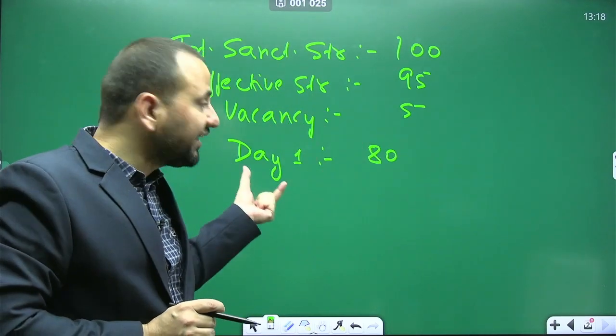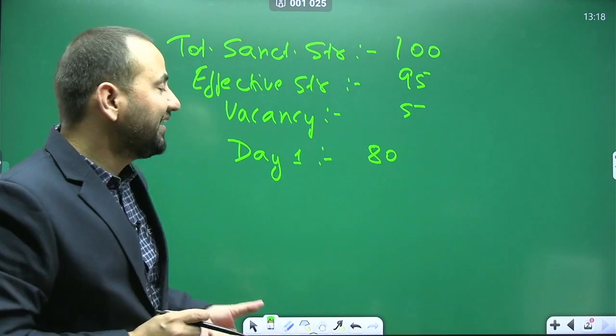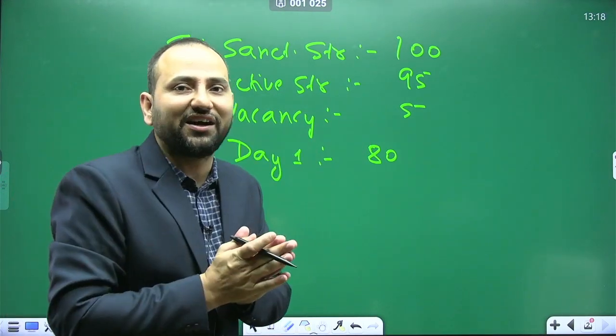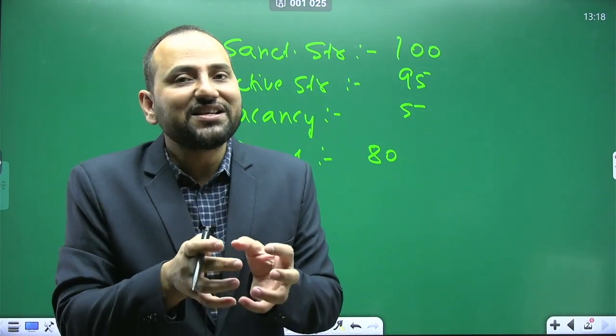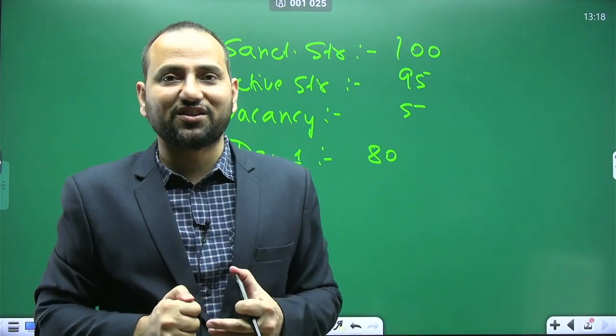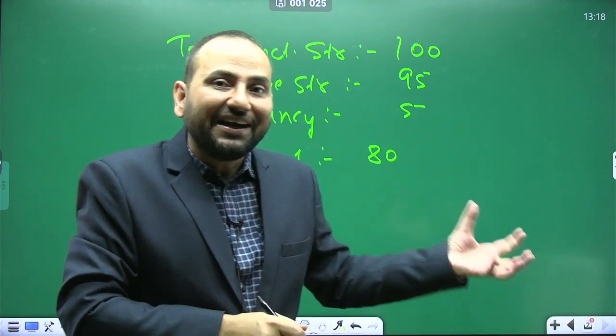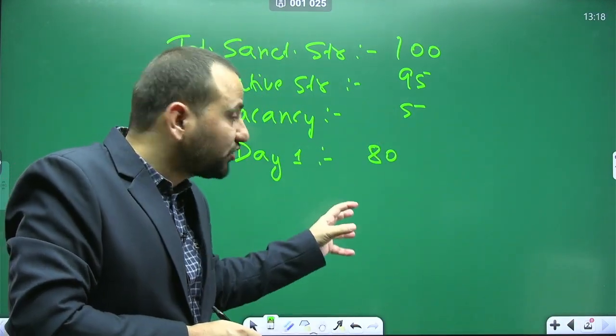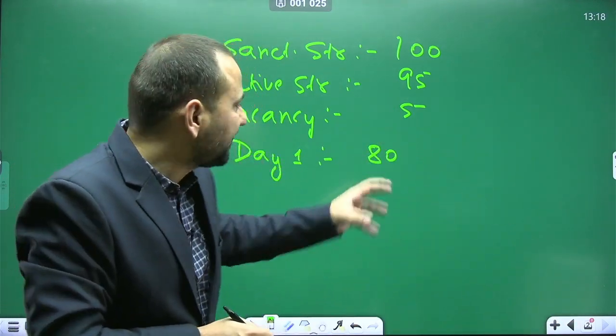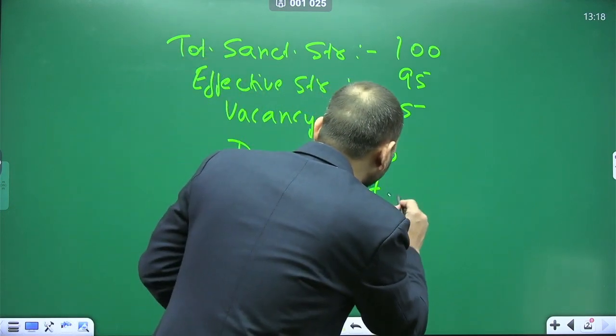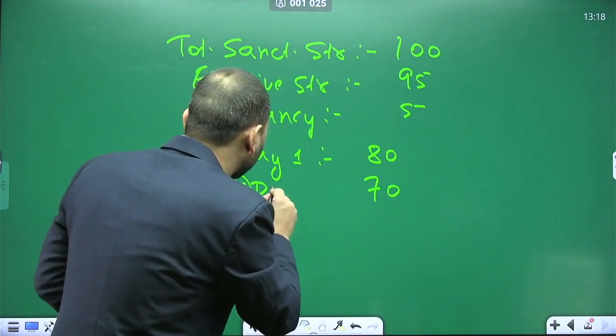If 80 students were present in the class and suddenly the teacher announces that today we have a surprise test, it is not necessary that out of 80 students, all the students appear in the test also. So just suppose out of 80, 70 students appeared in the test.